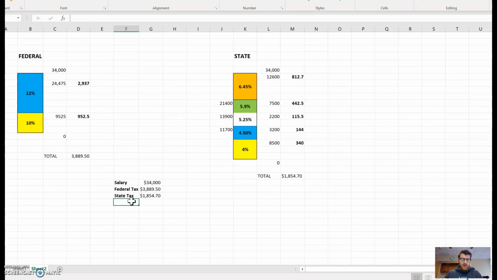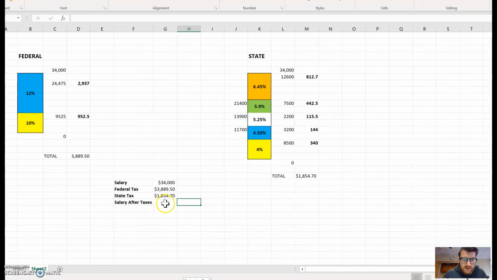All right, and what we want to figure out is salary after taxes. Notice how it doesn't fit in that column, so I'm just going to double click between F and G. All right, and we need to subtract out our taxes. So take our salary, subtract out federal, subtract out state. Again, you could do this in your calculator, but it doesn't make any sense for me to have a calculator out as well as Excel.